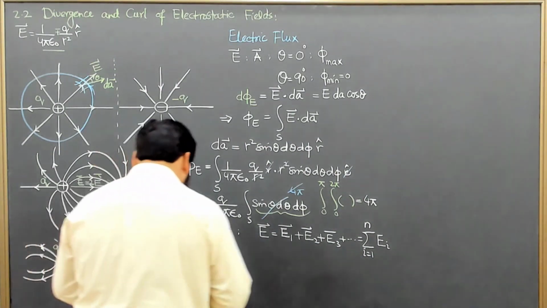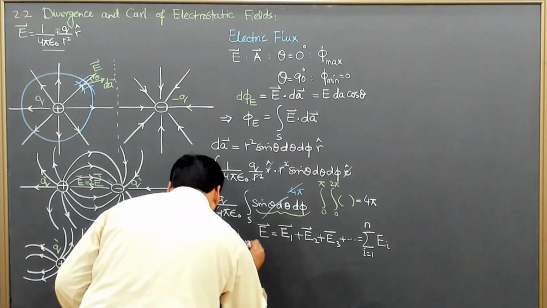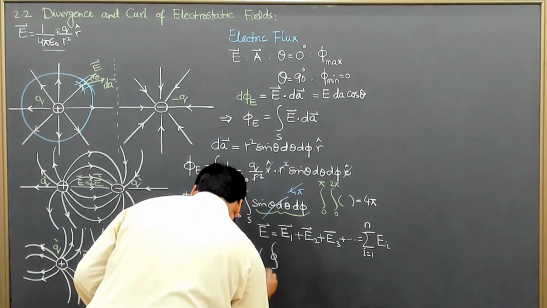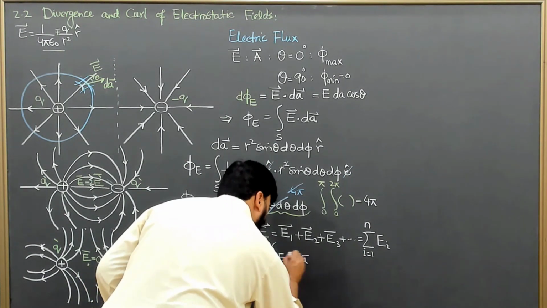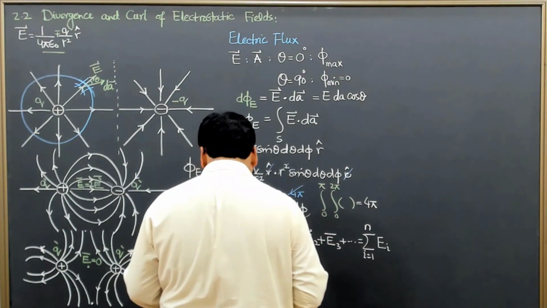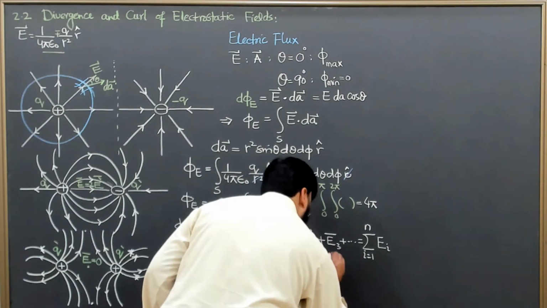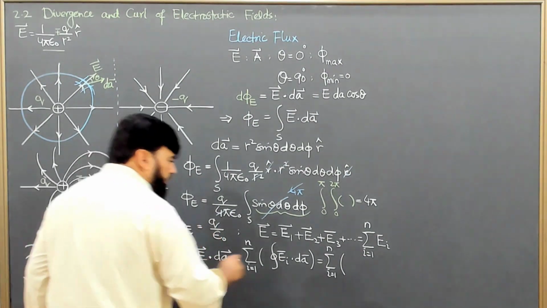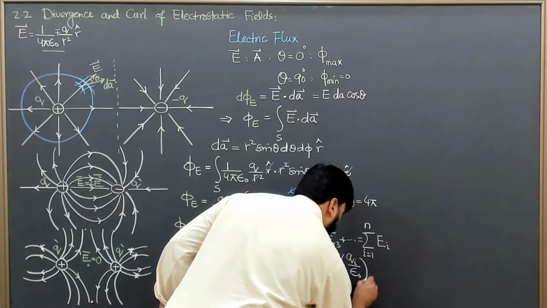and this is equal to the summation on i running from 1 up to n, and then the integral on a closed surface of Ei dot dA, and closing the parenthesis, this is equal to the summation on i running from 1 up to n, where q will be replaced by qi, divided by epsilon naught.